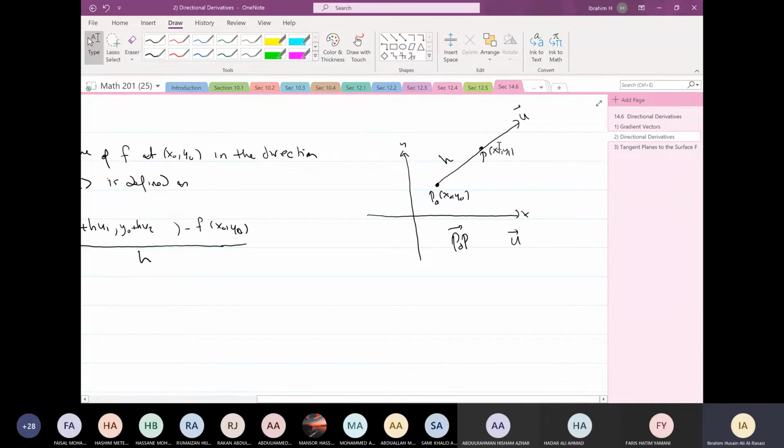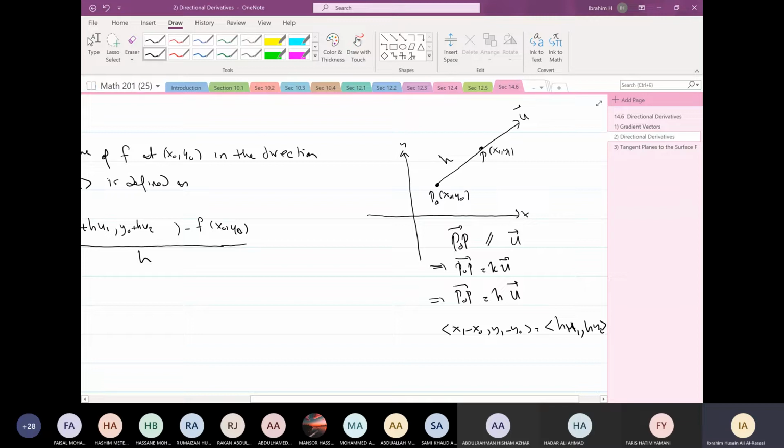They are parallel. If they are parallel, they are multiples of each other. B0B equals K times u. Now, if you are moving a distance of h, then K will be h. So this becomes B0B equals h times the vector u. This implies (x1 minus x0, y1 minus y0) equals (hu1, hu2).